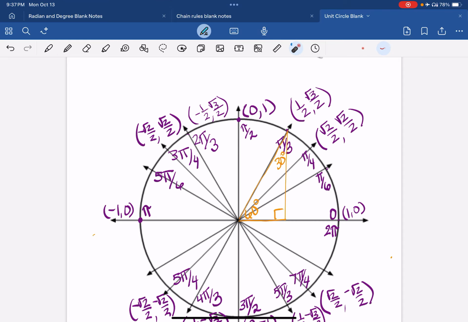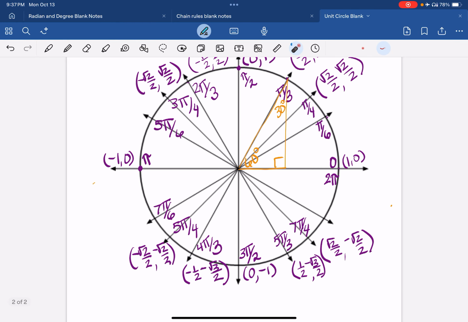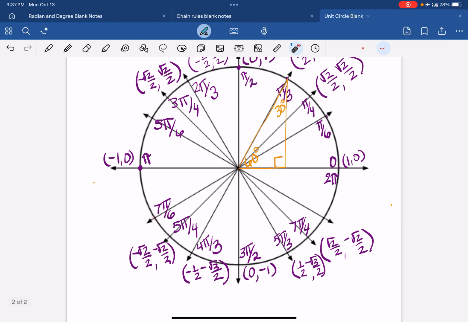And then let's keep counting. So this would be 6 pi over 6. And then we get here 7 pi over 6. And then let's count some more. So we'll have 8 pi over 6, then we have 9 pi over 6, then we'll have 10 pi over 6, and then last but not least, right there, we have 11 pi over 6. Okay, make sure that looks like an 11.